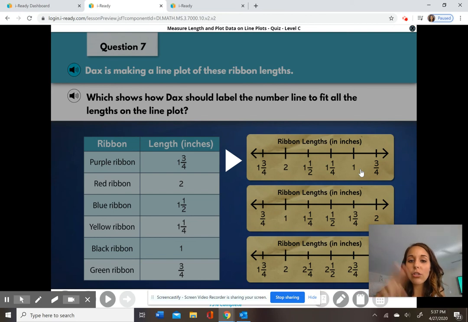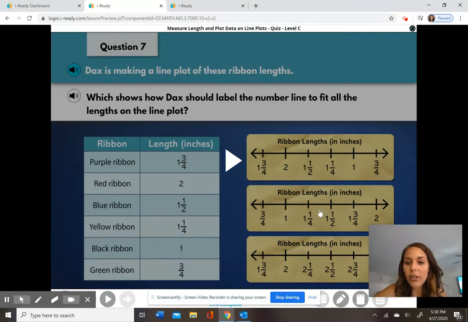And the second thing you should look for is that you are representing the biggest number, which is 2, and the smallest number, which in this case is 3/4, because it's less than 1. 3/4 is not 1 hole yet. It's less than 1. So in this case, 3/4 is the smallest, 2 is the biggest. I need to make sure that both of those numbers are shown here in my answer that I choose.